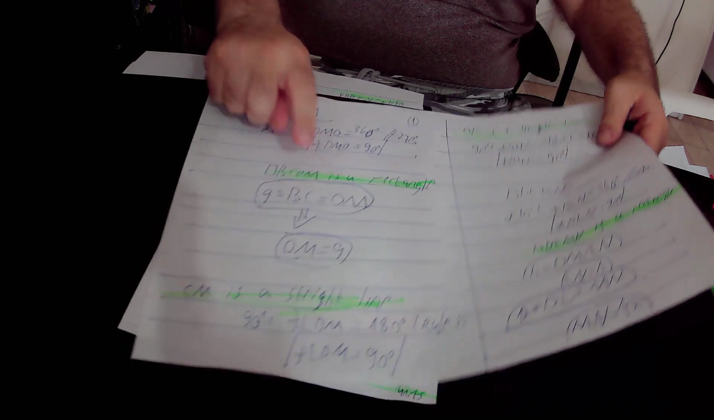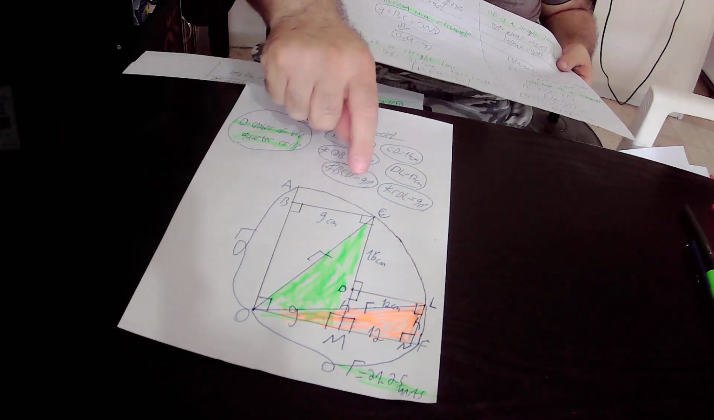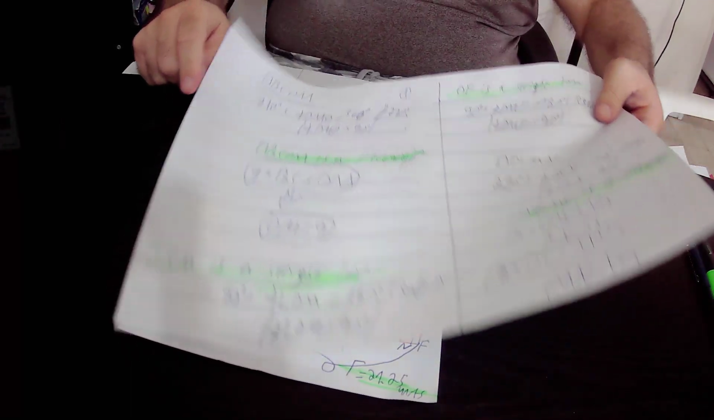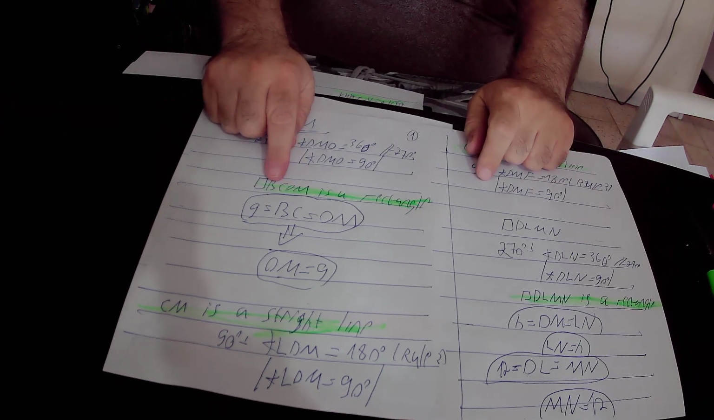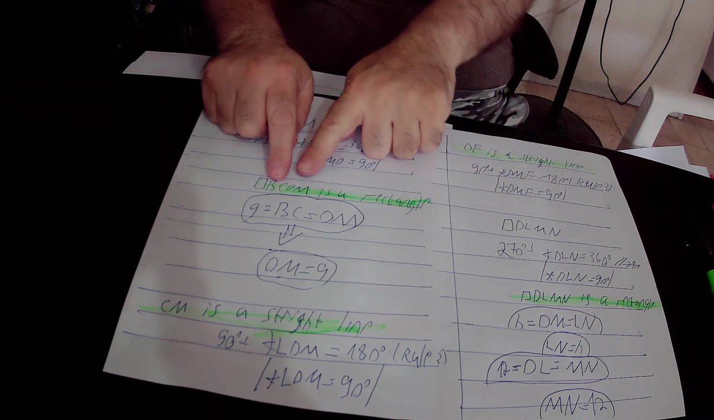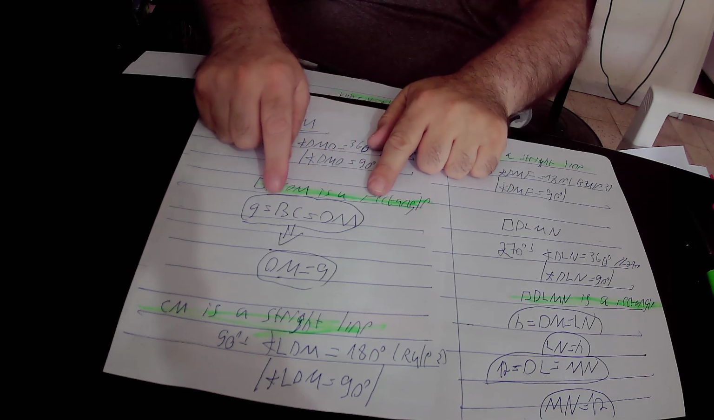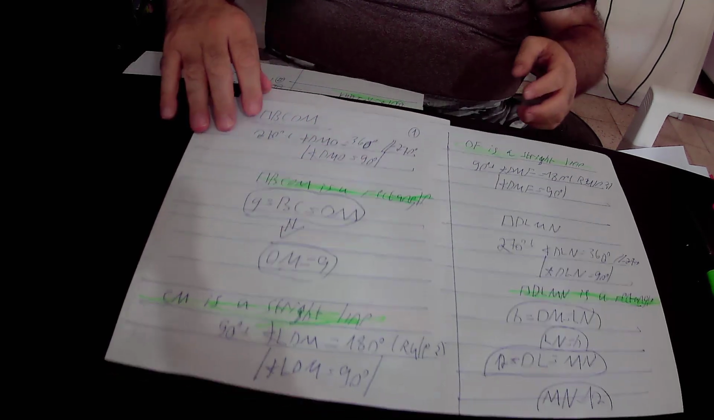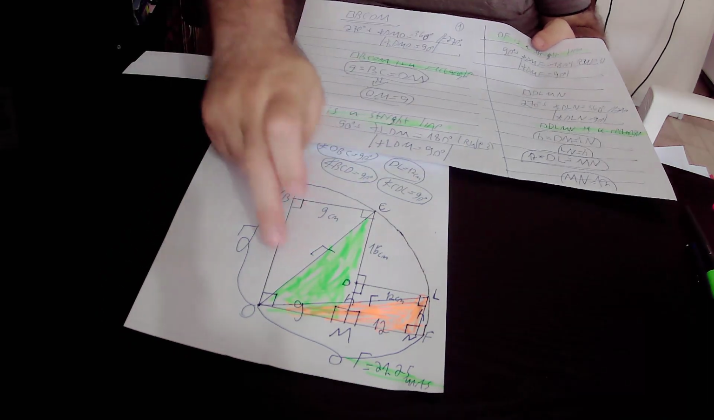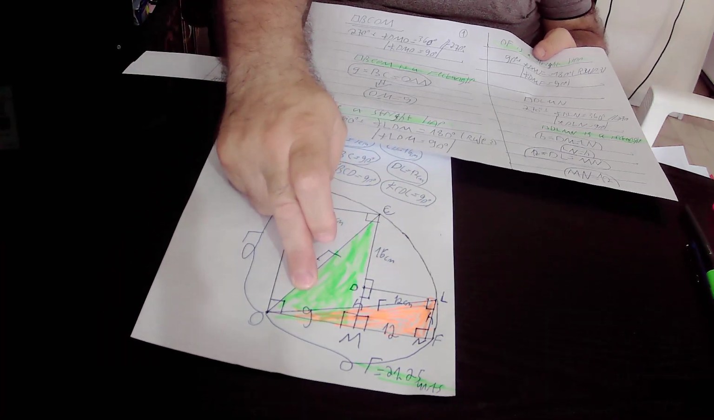BC equals OM, but it is given that BC equals 9 units. Here BC equals 9, and from this equation, 9 equals BC equals OM, we will derive that OM is also equal to 9 units. Here OM is also equal to 9 units.